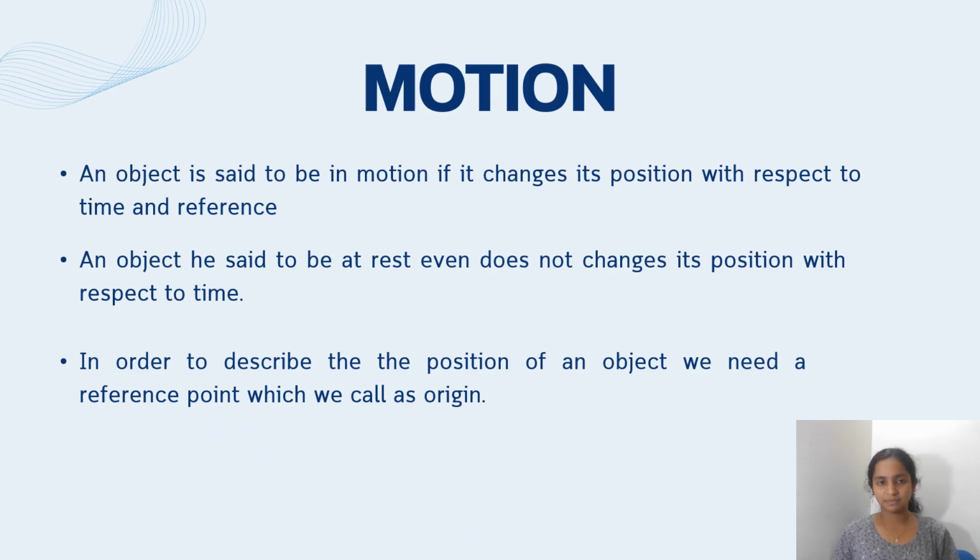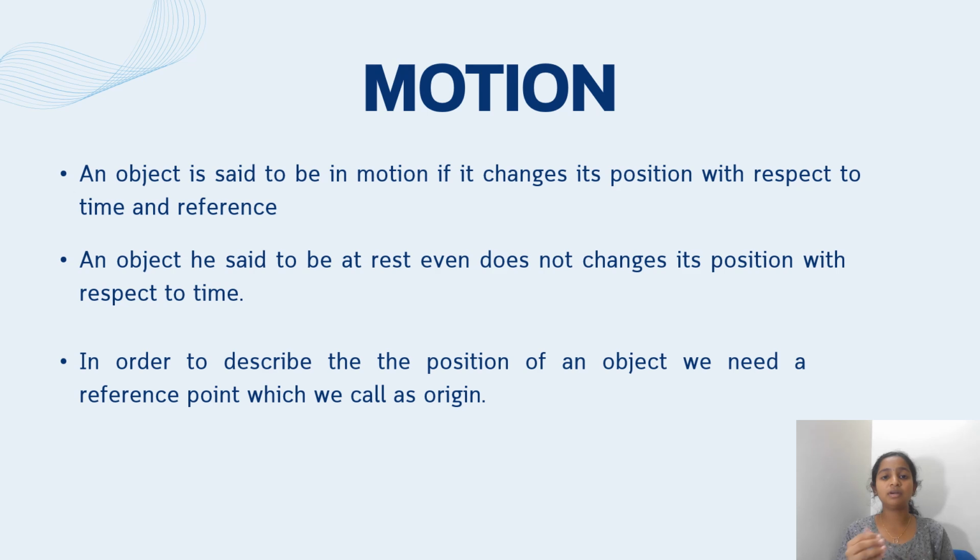So what is motion? We can say that an object is said to be in motion if it changes its position with respect to time or with respect to a reference. So if an object, when seen in the first second, was here, and in the next second, the object moves to here, that is with respect to time, the object has changed its position. Then we can say that the object is in motion.